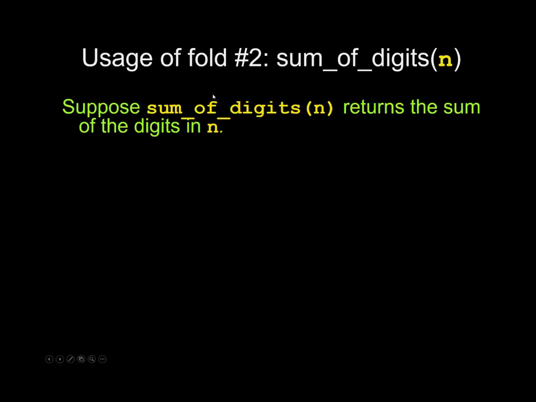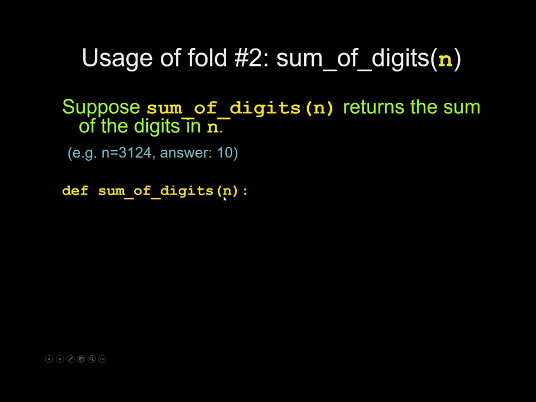Let's see a second example on the use of for. Here we are interested to find out the sum of digits in a given integer n. For example, when n is 3124, the answer is 10. 3 plus 1 plus 2 plus 4 is 10. So here is how we do it.